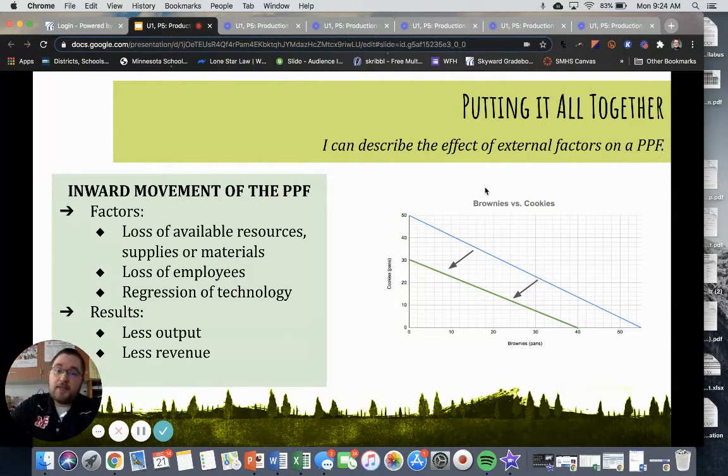Inward movement of the PPF, on the other hand, is not so good. Let's say the new hire, Jenny, wasn't showing up to work on time and they had to fire her. This in turn shifts our PPF curve back inward to where it was originally, because that's a loss of employees. If technology were to regress, or we didn't secure funding, or we got less technology or resources available, those are other ways our PPF curve would move inward, or to the left. On the opposite side of outward movement, this results in less output because we're not able to produce as much, and less revenue for our company.